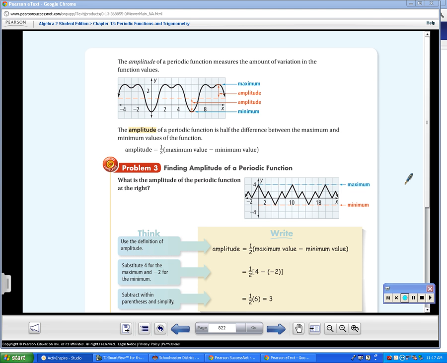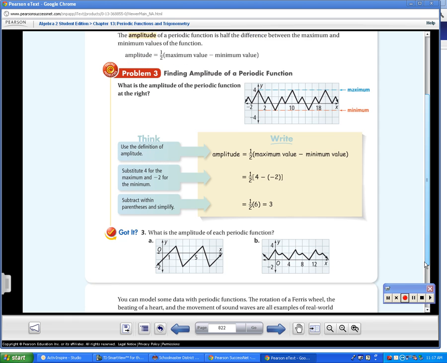All right, what about this guy right here? What is the amplitude of this? The high point is 4. We're going by 2s now, so be careful. The low point is -2. So I'm going to go 4 minus -2, so that means it changes a total distance of 6. So half of that is going to give me an amplitude of 3.